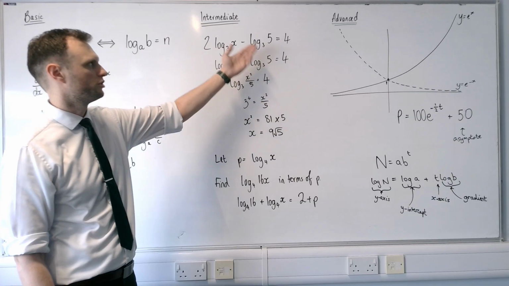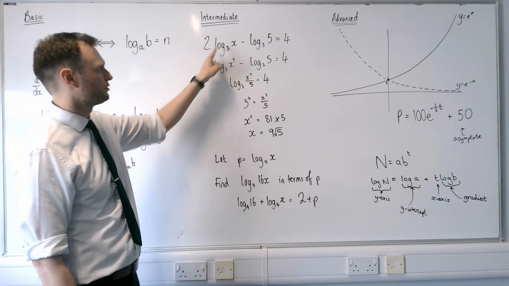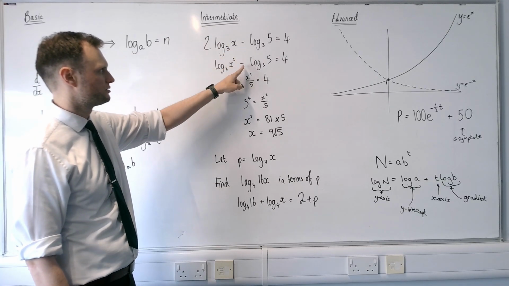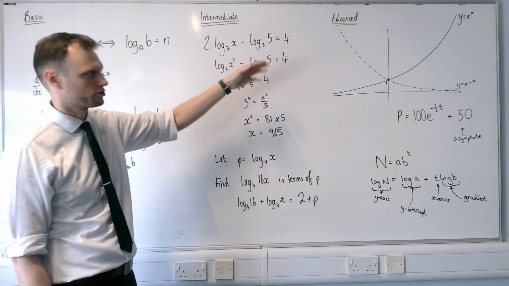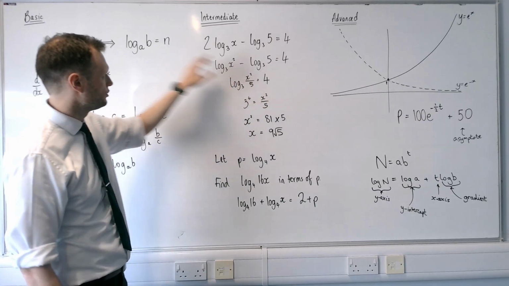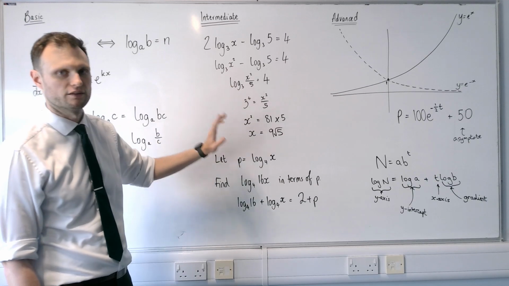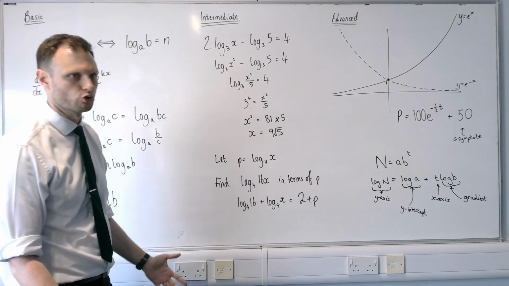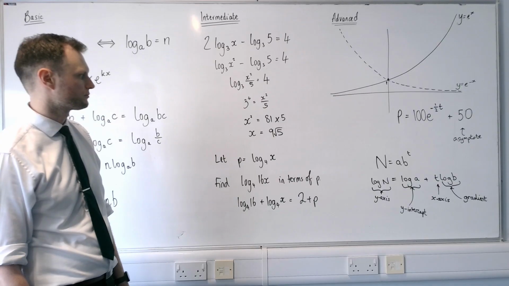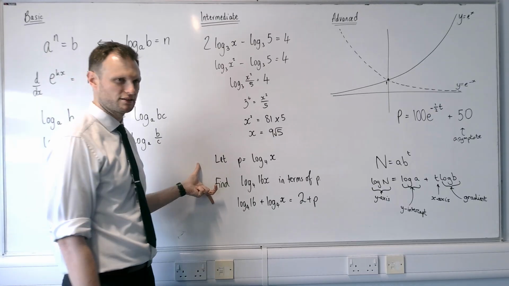You can always check it by putting it back into the original equation, but the process is powers first, then do your subtraction, the division law, the multiplication law, whichever one it is, until you've only got one log. Then use the nature of logs to rewrite it as an exponential and solve it the way that you would normally solve an equation.